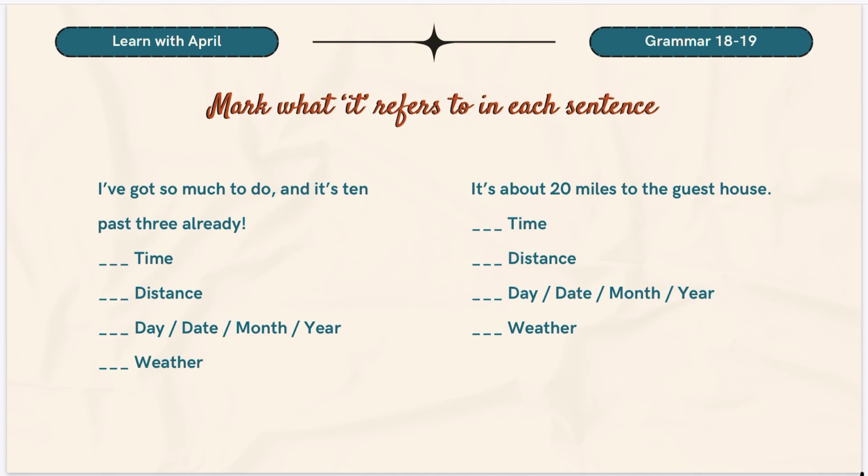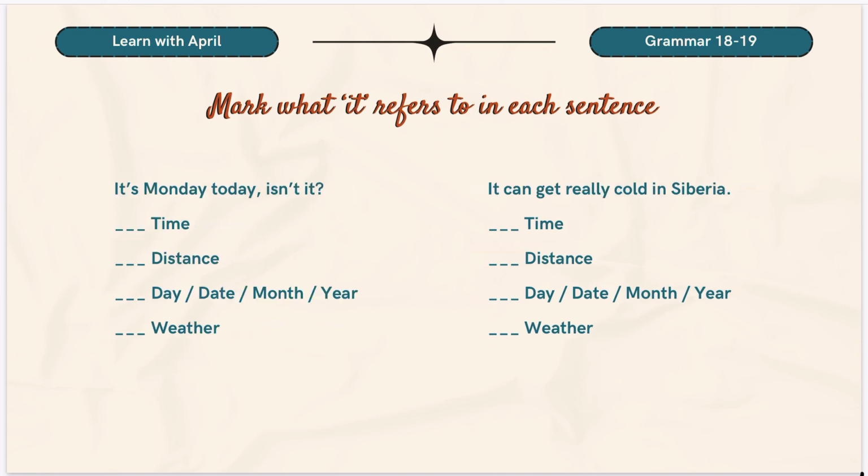Ayo langsung kita bahas. Nomor 1, kira-kira apa jawabannya? Well, kita lihat di sini, it's 3:10. So, it's talk about time. Number 2, dia bahas apa? 20 miles. Itu adalah distance.